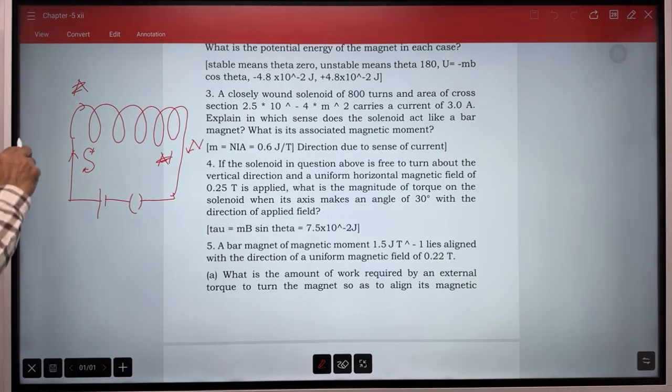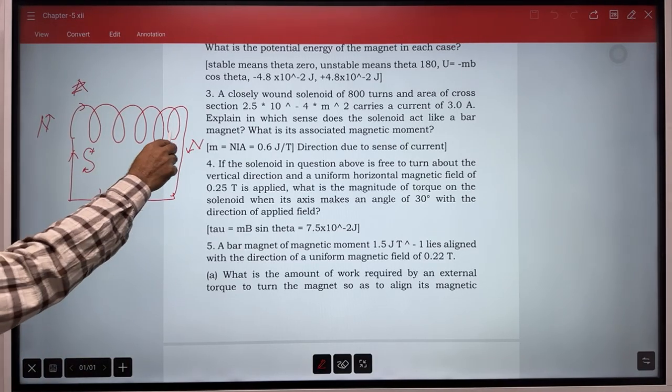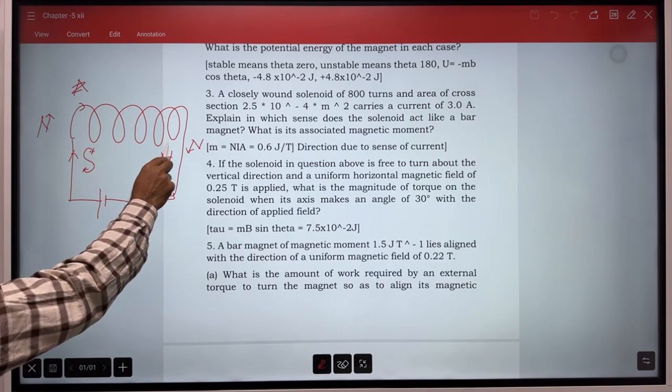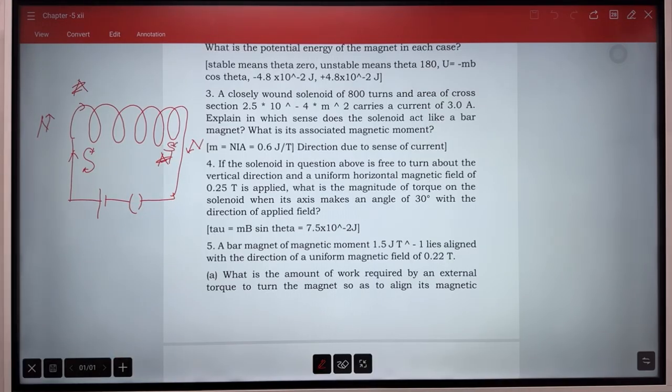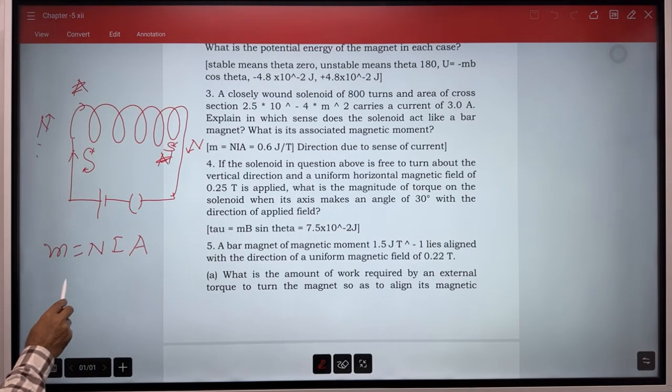Correct. From outside, if you observe, then what will happen? It will look like north pole, and this will look like south pole. Here, if you consider inside, so like this. So it is the sense of current that will decide what type of pole will be there. Our concern is to find out the magnetic moment, and magnetic moment can be found by the formula M equal to number of turns into current into area of cross section.